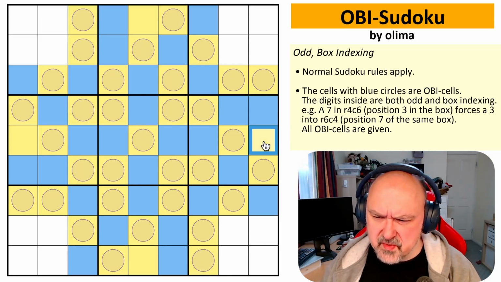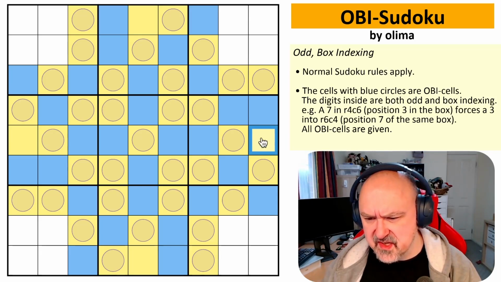This... All OBI... So this cell here... Hang on. This cell must be odd and cannot be box indexing. This cell is odd and cannot be box indexing. So this can't be a 6, but it can't be because it's odd.